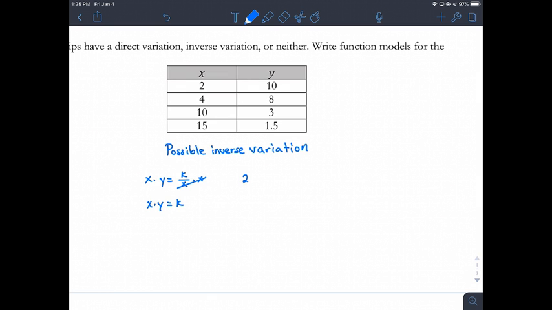So we can say 2 times 10 is equal to 20. 4 times 8 is equal to 32. So this is not identical. Notice we got 20 here and 32 here. Because those are different, we can say this is not varied.